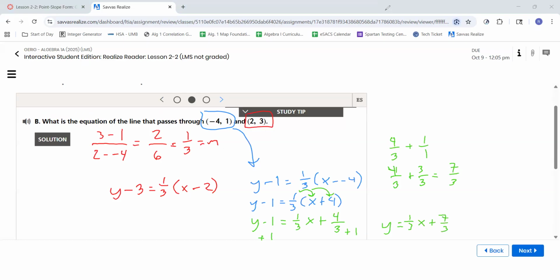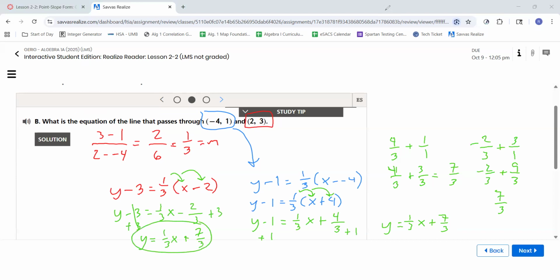I'm going to do the same thing with the red one. I'm going to distribute. So I get y minus 3 equals 1/3 x minus 2/3. I'm going to add 3 to both sides. Okay, so I'm going to go over here and do that again. I'm going to do -2/3 plus 3 over 1. Again, I need common denominators. -2/3 plus 3 times 3 is 9. Okay, -2 plus 9 is 7/3. Again, so my final one here is y equals 1/3 x plus 7/3. And you can see that they are the same.